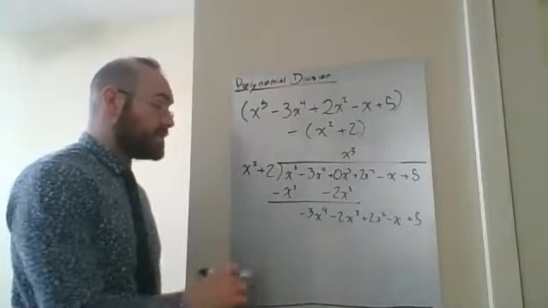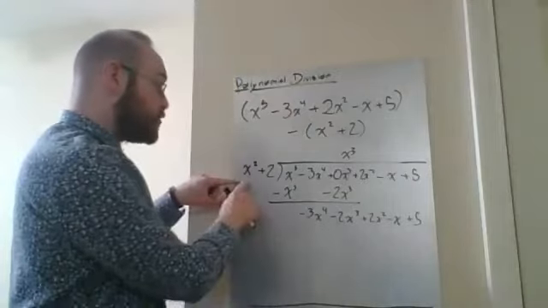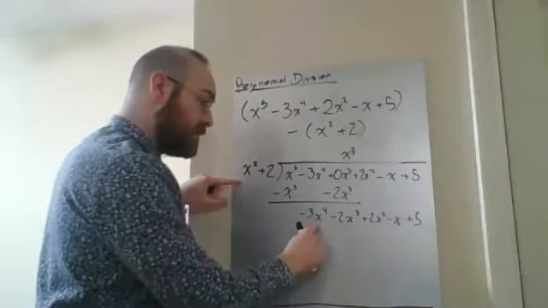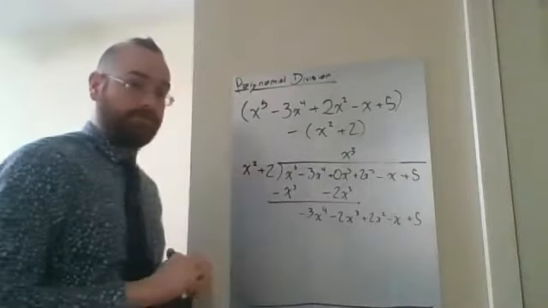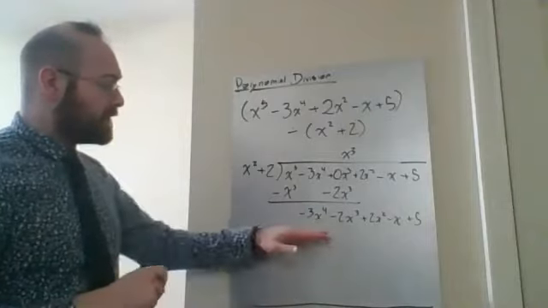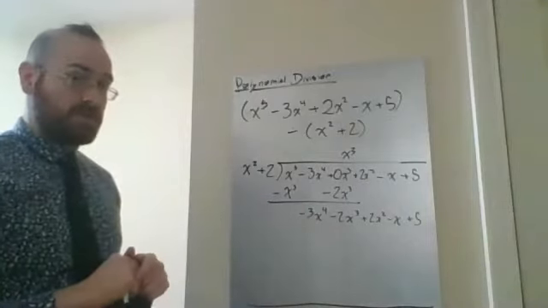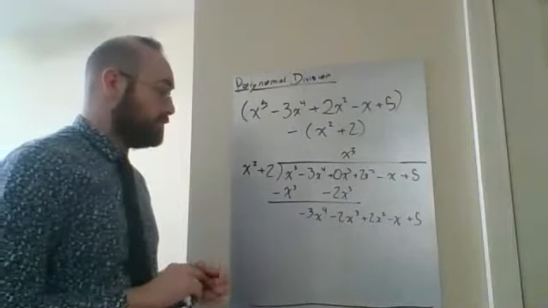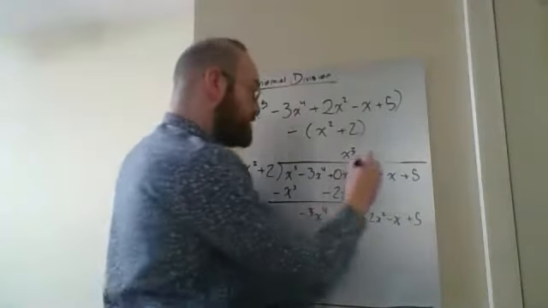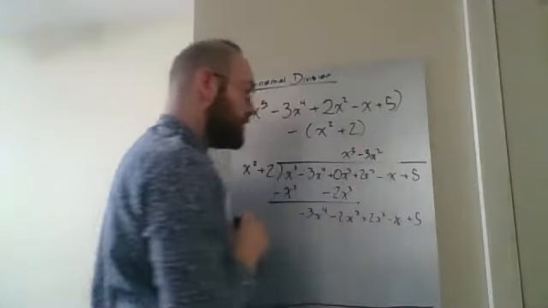And repeat this process with our new first term. What do I need to multiply x squared by to get negative 3x to the fourth? Take a moment, pause the video, and think, what do I need to multiply x squared by to get negative 3 times x to the fourth? Now, if you've been thinking we need to multiply it by negative 3 times x squared, you would be correct.